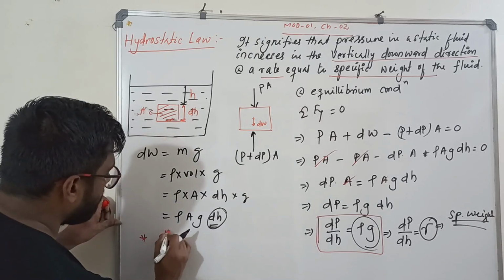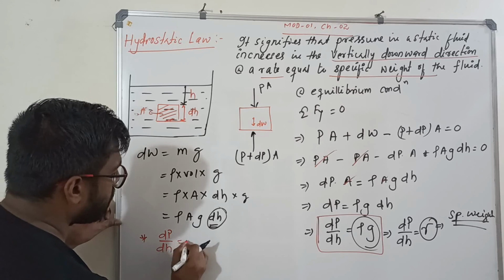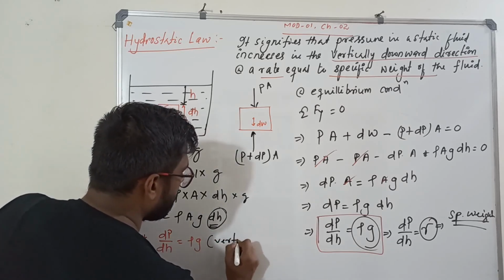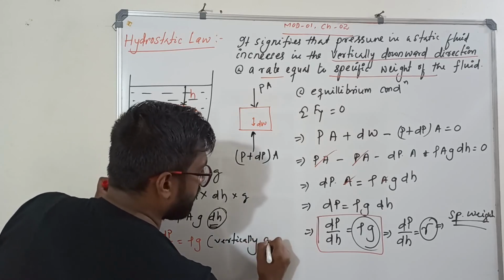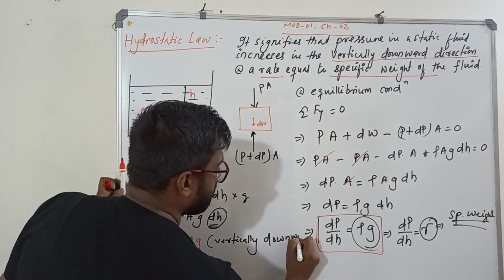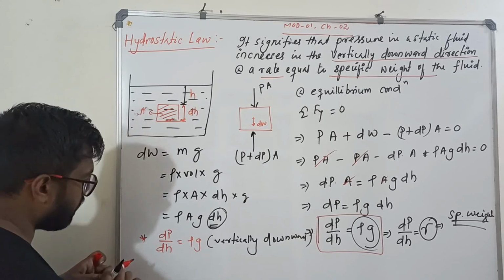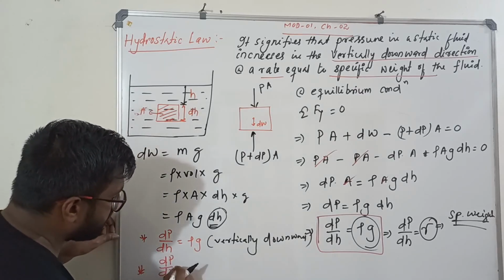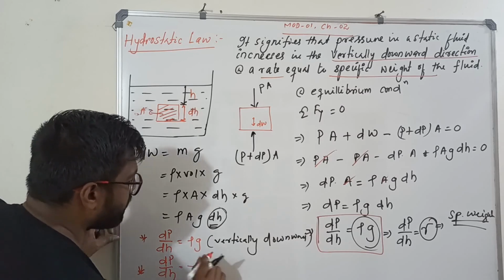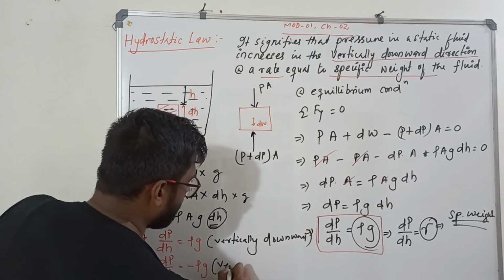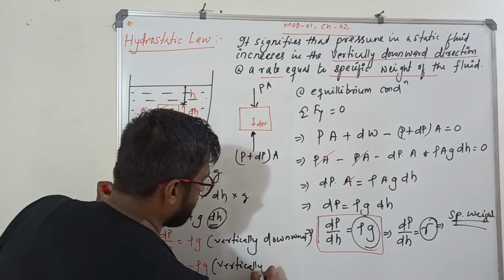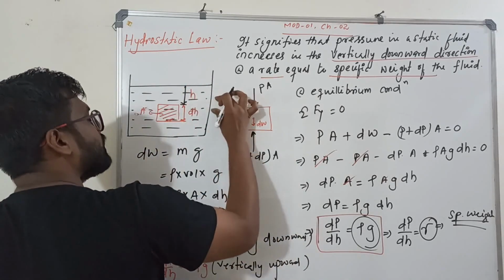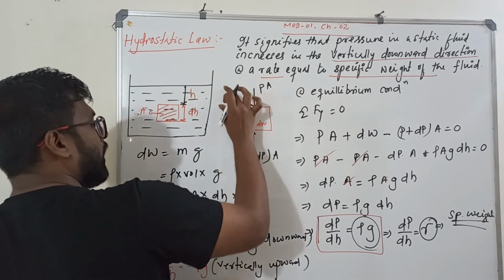That is dP by dH is equal to rho into G when you are taking H vertically downward, and dP by dH is equal to minus rho into G when you are taking it vertically upward. So if I take this H vertically upward, I will get a minus rho G.